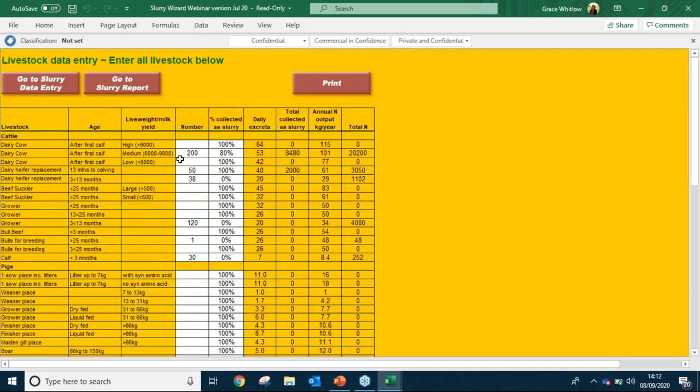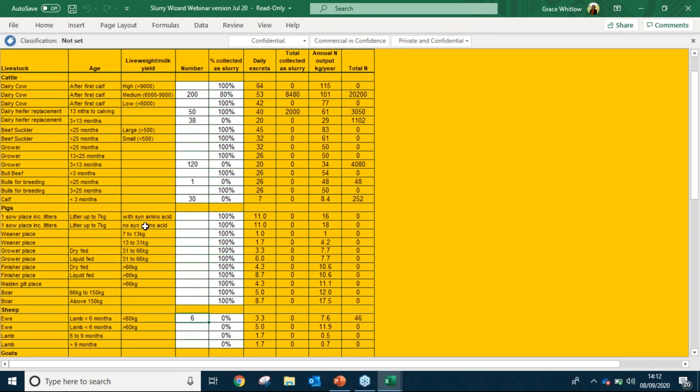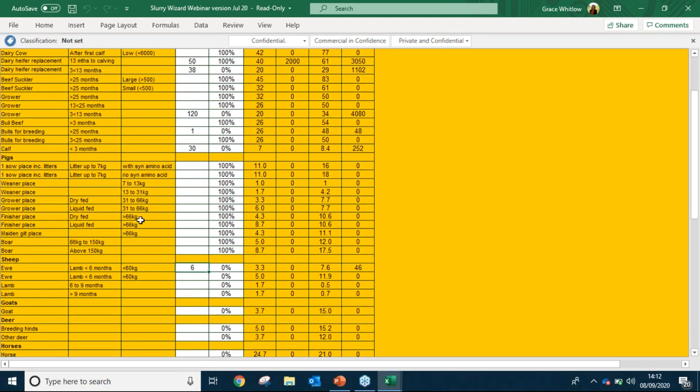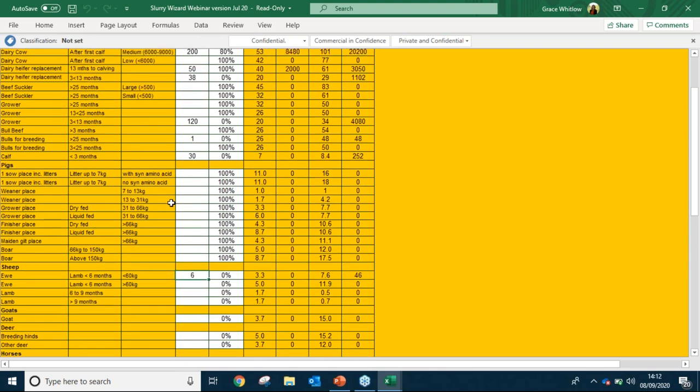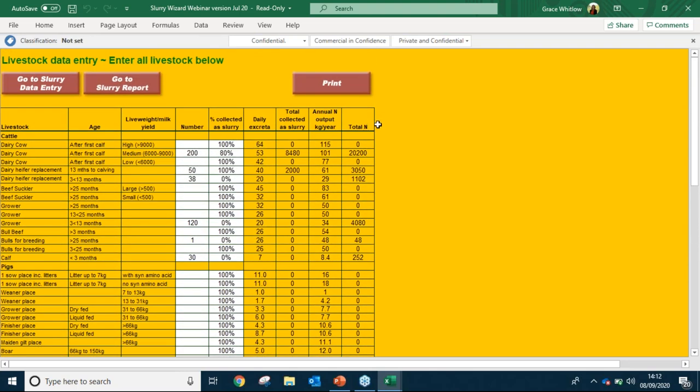And we can see the opportunity here to enter livestock for all classes of livestock, not just cows, of course, but there's other classes: pigs, sheep, horses, broilers, all sorts that obviously contribute to the manure on the farm. In this case, we've got a herd of 200 cows yielding 8,500 litres, so they're in this bracket here.